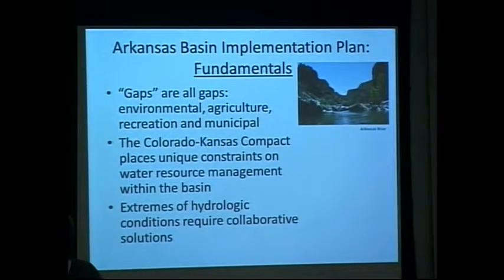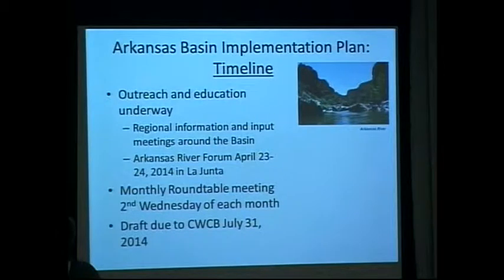There are ag gaps, we talked about those. There are recreational environmental gaps. And we're really counting on forums like this and your input to help us identify those gaps, and more importantly, and it's on the back of this sheet, what can we do about them? What are the projects? What are the methods? How are we going to tackle this stuff? And again, we talked about those extremes of hydrology and the challenges we sometimes face under the Kansas Compact.